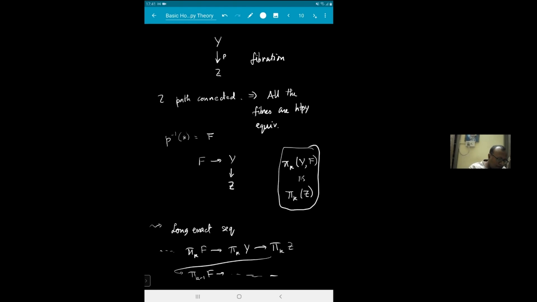Now let's go to the next point, which is the next point to remember. So now let's start with a map here. Let's look at this map, and many of you would be familiar with the mapping cylinder construction, M_f.